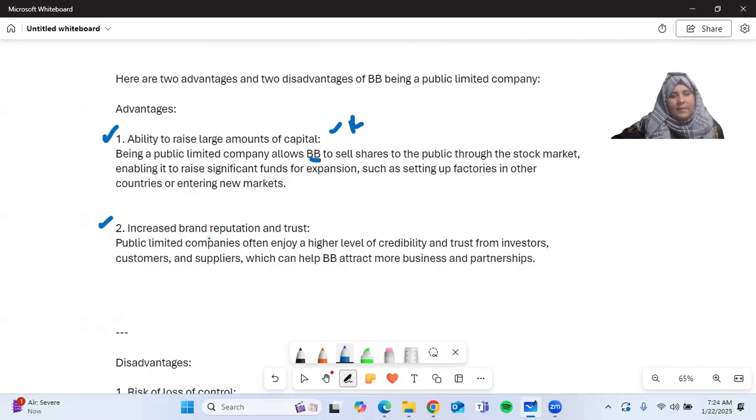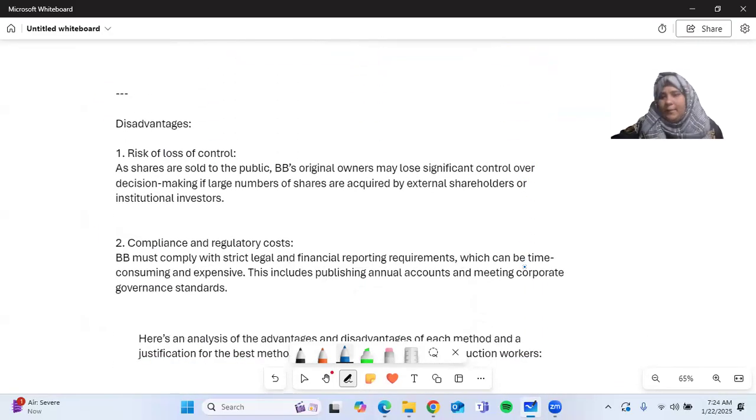The second advantage is increased brand reputation and trust. So public limited companies often enjoy a high level of credibility and trust from investors, customers, and suppliers, which can help BB attract more business and partnerships. Now let's see the disadvantages. First one is a risk of loss of control. So as shares are sold to the public, BB's original owners may lose significant control over decision making, if large numbers of shares are acquired by external shareholders or institutional investors.